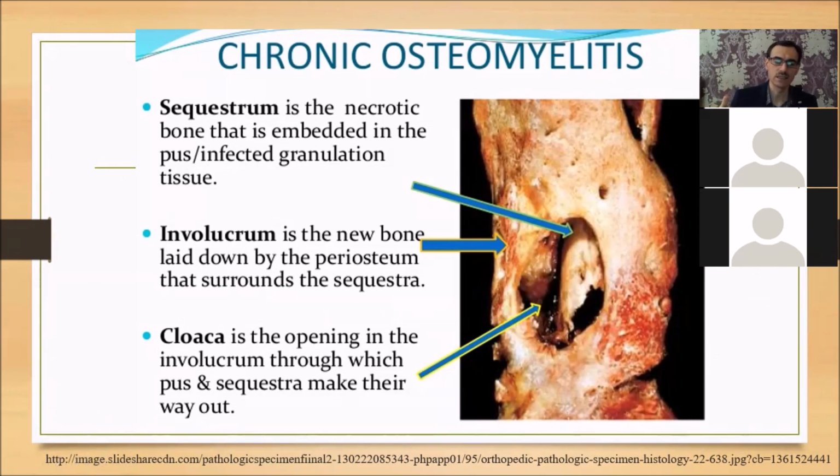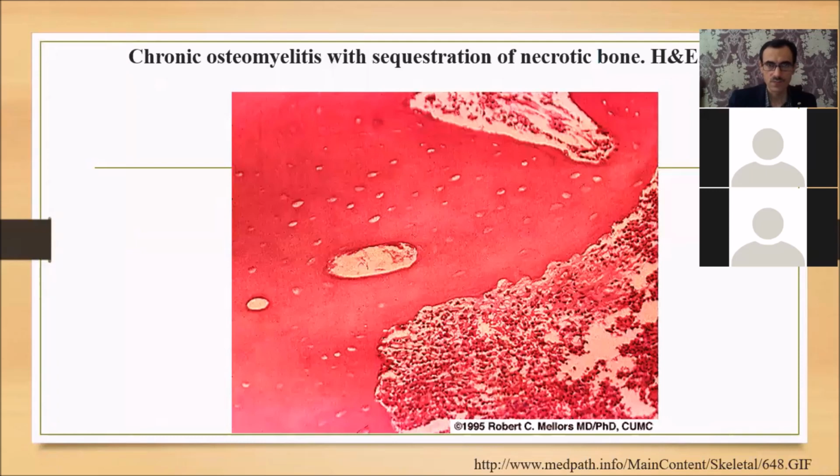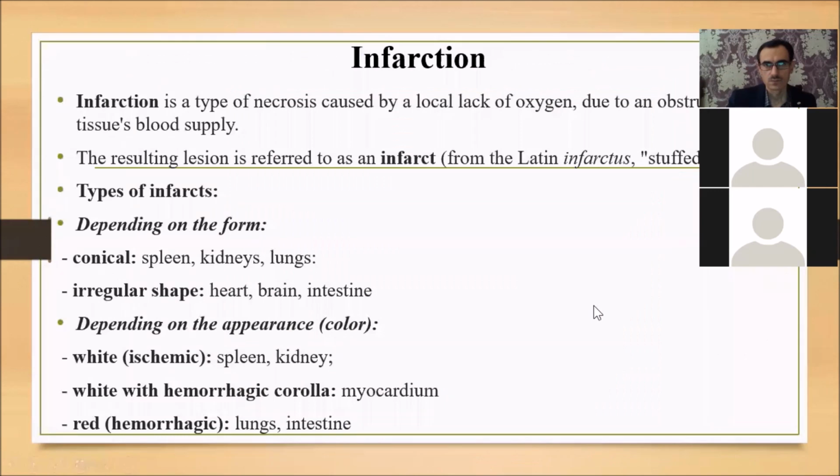Sequesters should be removed surgically, because they play the role of the infection source for the patients. Here you see the histological slice of the sequestrum. Here you see the necrotized structure in the bone tissue. And finally, the big, large group of the necrosis, infarction.